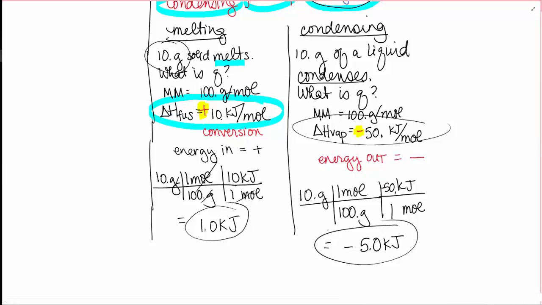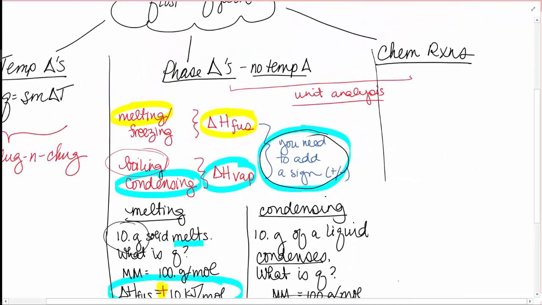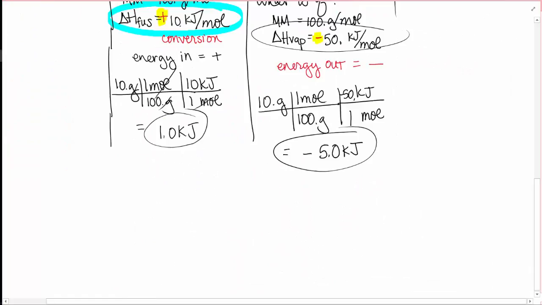So that's the new part I'm going to add on: when we have a phase change, we have to go back to unit analysis. Chemical reactions are going to have their own delta H called delta H of reaction. And we're going to treat it just like phase changes, but that's going to be coming up later. Okay, but it won't be too hard. It's just going to add just like phase changes.